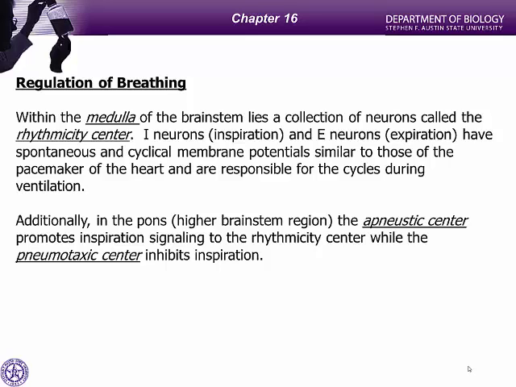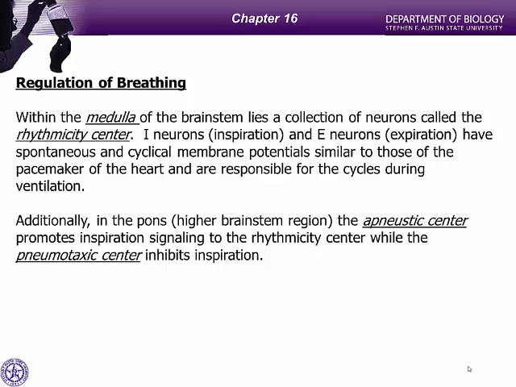Now, we talked about the mechanisms of breathing, the anatomy that's involved. Well, that's regulated very tightly, and it's regulated in the brainstem, and specifically in the structure we call the medulla. And in the medulla, we have an area that is called the rhythmicity center. This is going to set the rhythm for the breathing. And you have two different kinds of neurons. The I neurons for inspiration and the E neurons for expiration. They're going to set up basically like those metronome cycles that we saw in the pacemaker of the heart. They are going to depolarize and repolarize to keep the rhythm of the breathing going.